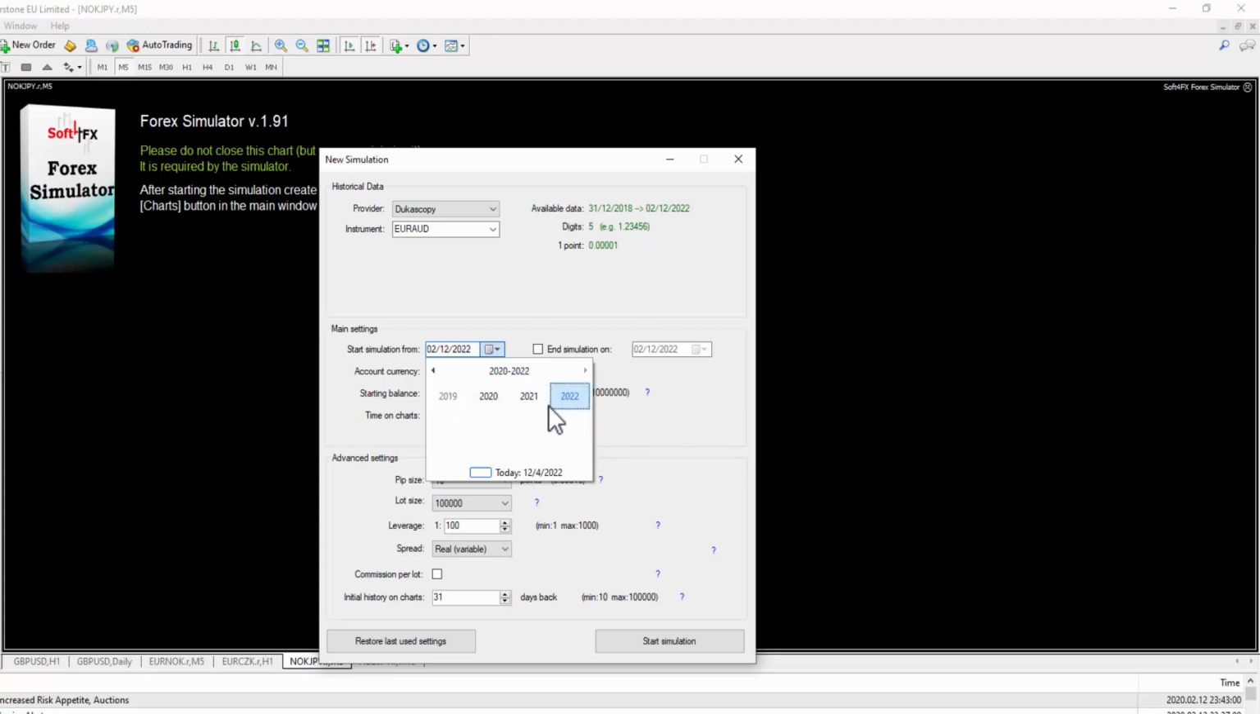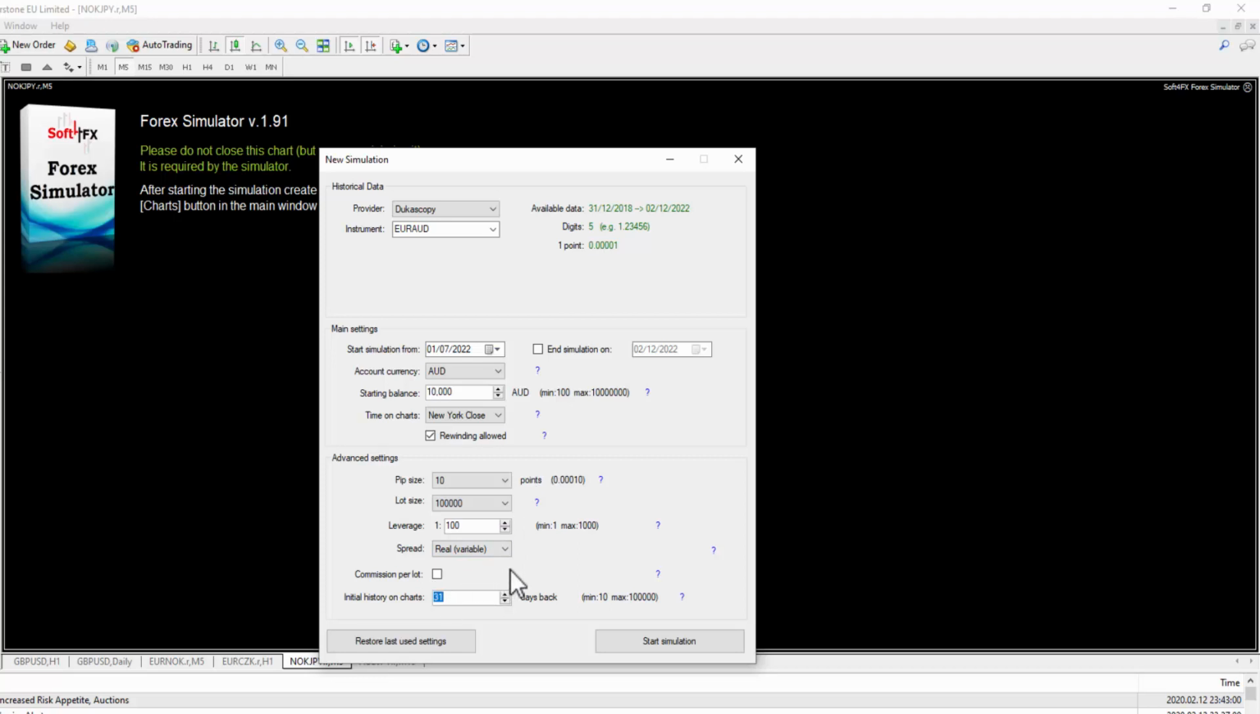2022 and July the 1st. I'm not ending the simulation. Oh, and here, time on charts, I'm going to select the New York close. The thing is, if I use the GMT, then I will have some candles on a Sunday, and I don't want that. So New York close.